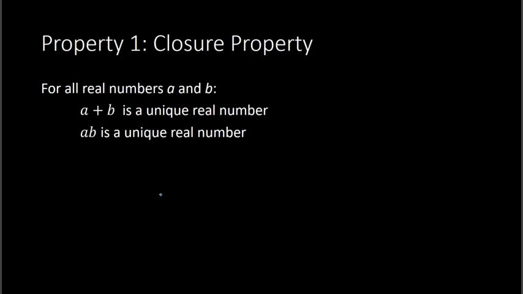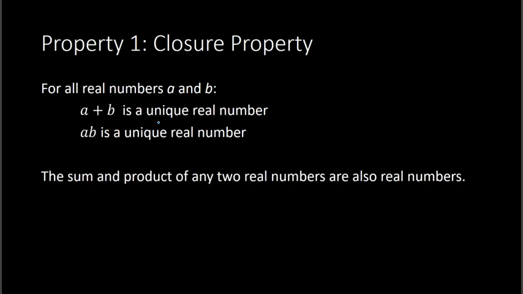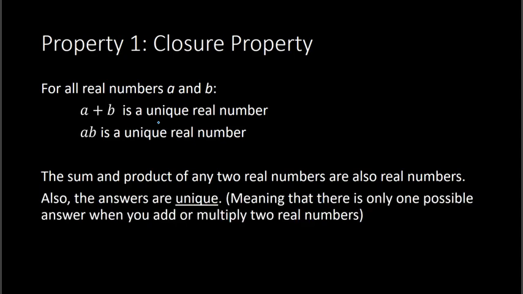And also, this word unique means that you only have one answer. So if you do 4 plus 3, for example, there's only one answer to that. Okay, so we can say that the sum and product of any two real numbers will also be real numbers. And as we mentioned with the word unique, it means that there's only one possible answer.